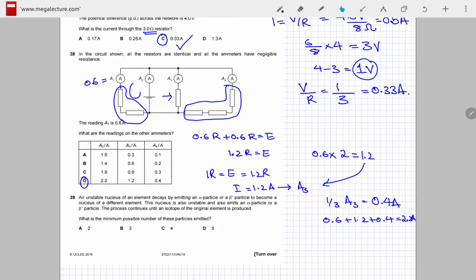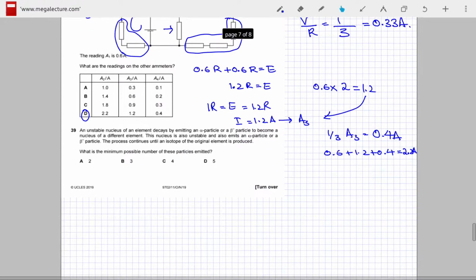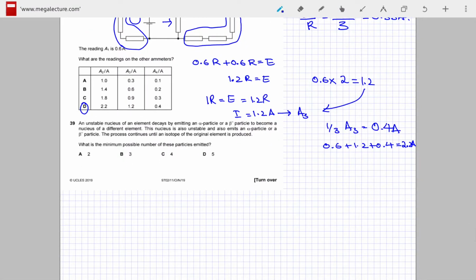Question number 39. An unstable nucleus of an element decays by emitting an alpha particle or a beta particle to become a nucleus of a different element. This nucleus is also unstable and also emits an alpha particle or a beta particle. The process continues until an isotope of the original element is produced. What is the minimum possible number of these particles emitted? Right, so we'll have to do some working, so let's get some space. Now, let's suppose that the unstable nucleus has some mass number A. So this is for the unstable nucleus.